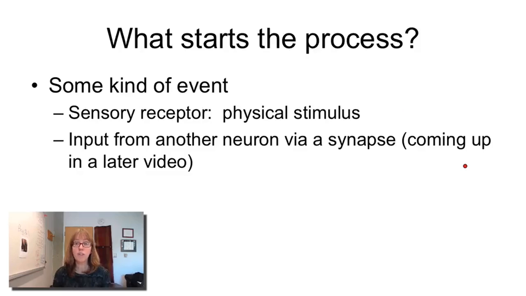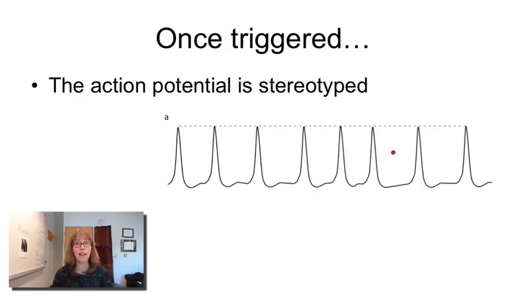One thing I glossed over is what starts the process to begin with. Action potentials can actually be triggered by two different kinds of events depending on the type of neuron. Sometimes the neuron is a sensory receptor. In that case, it is a physical stimulus that sets in motion the process that triggers an action potential. In other cases, the neuron receives input from other neurons via a synapse, and we'll talk more about this process in a later video.